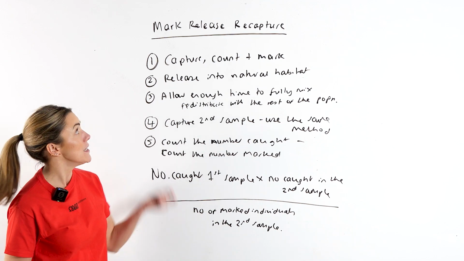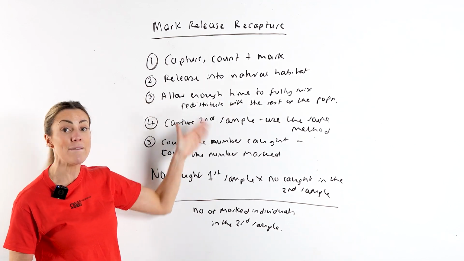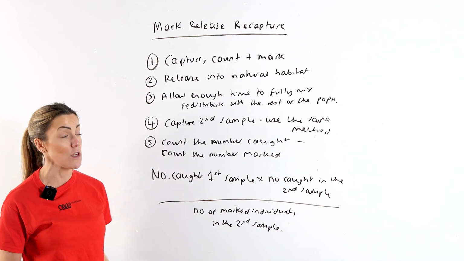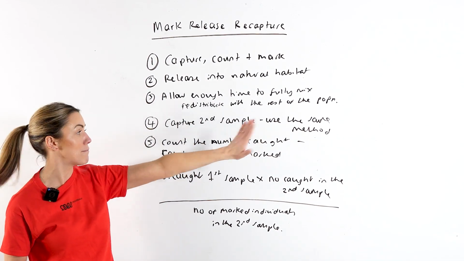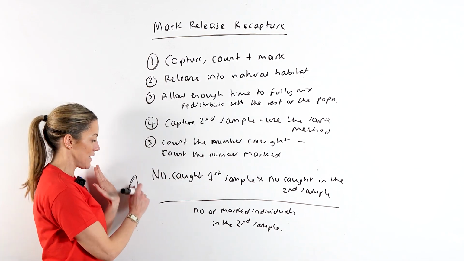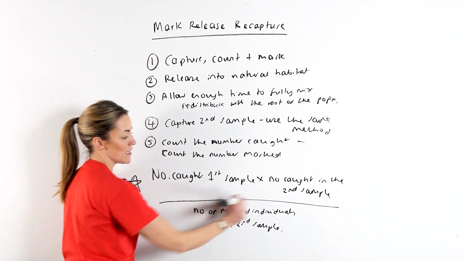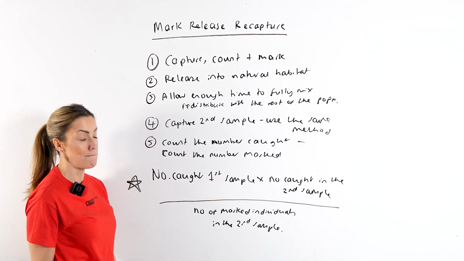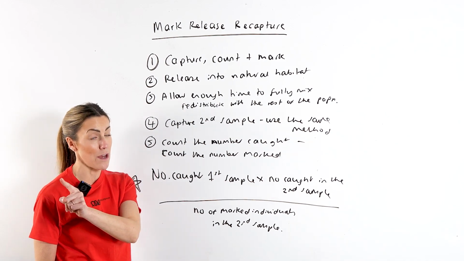And that's it really. So we're capturing, we're counting, we're marking, releasing them, leaving enough time for them to fully mix or redistribute with the rest of the population. Then you catch the second sample using the same trapping method. Count the number caught, count the number marked, because you need this information: the number you caught the first time times the number you caught the second time, divided by the number of marked individuals in the second sample.